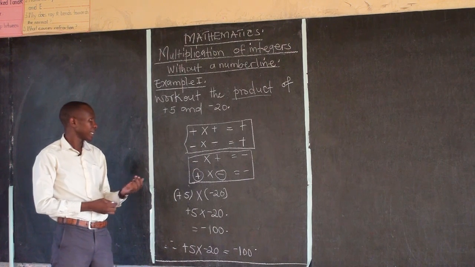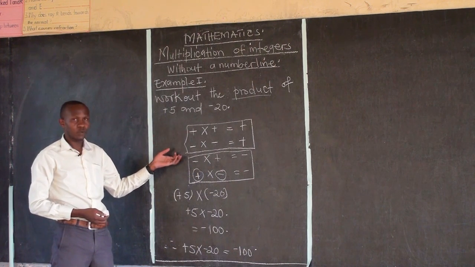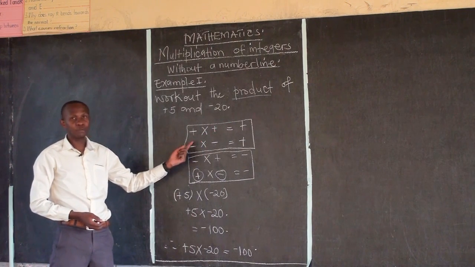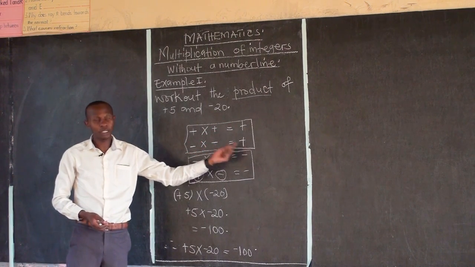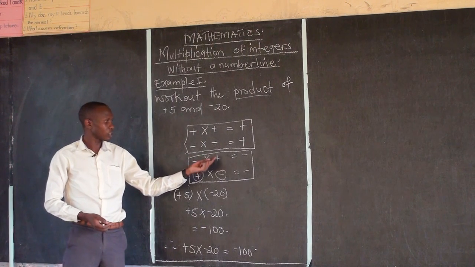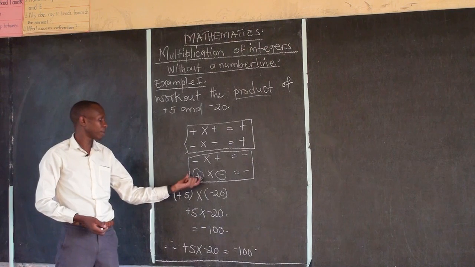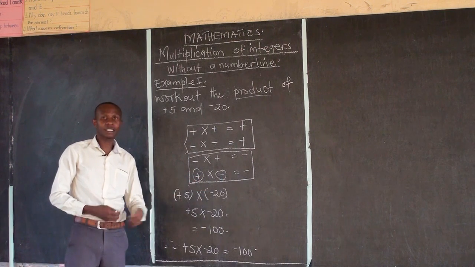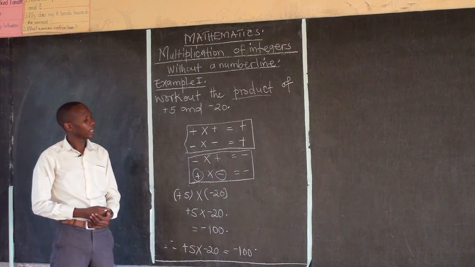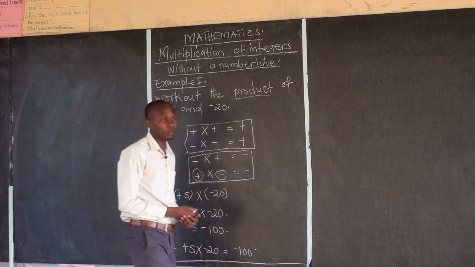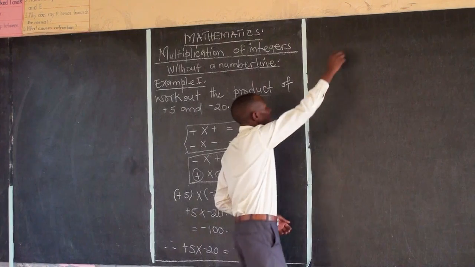is to master the two signs well. A positive with a positive gives us positive, negative with negative gives us positive. Then negative times positive gives us negative. At the same time, a positive integer times a negative integer gives us a negative. Let's try to extend to example 2 and we'll see what we may come out with as well.